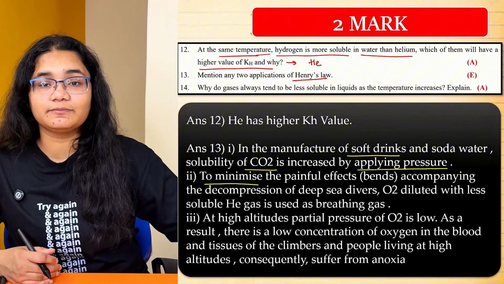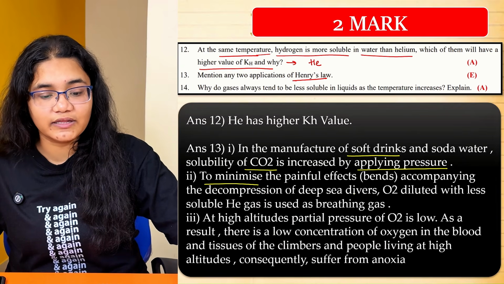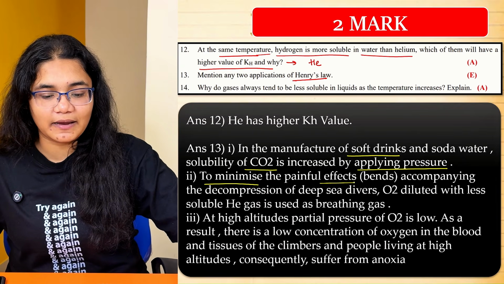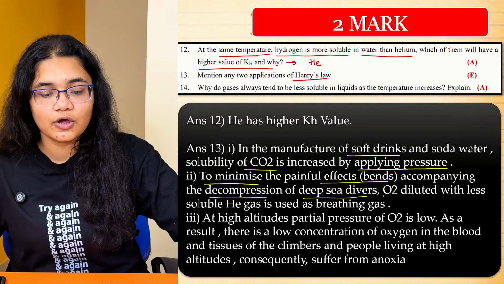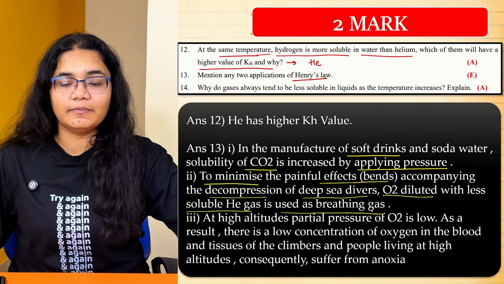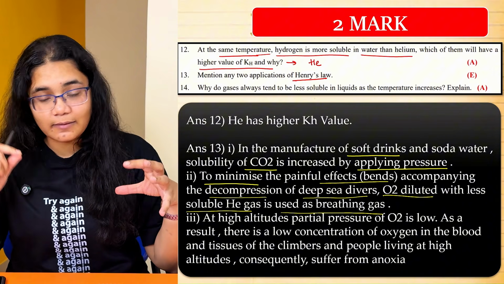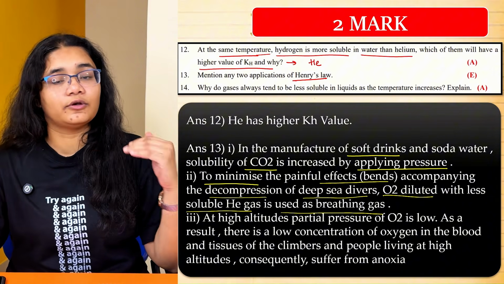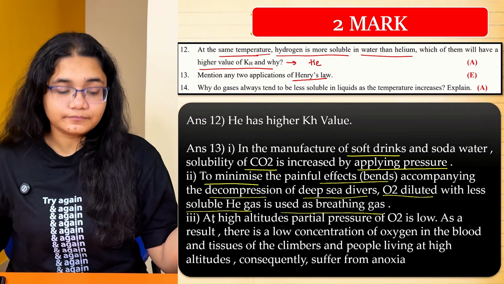To prevent this condition, the oxygen cylinders of scuba divers are mixed with helium. To minimize the painful effects of bends accompanying the decompression of deep sea divers, oxygen diluted with less soluble helium gas is used as a breathing gas. With oxygen, some helium gas is also added, because the KH value of helium is very high and it is less soluble in the blood. Next we have high altitude.